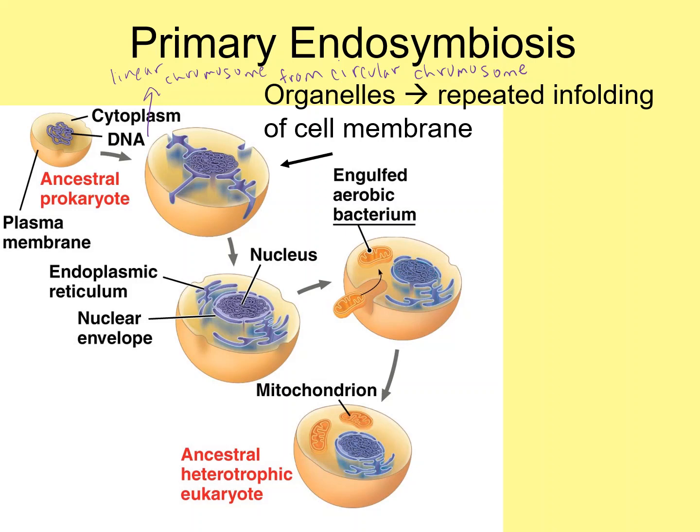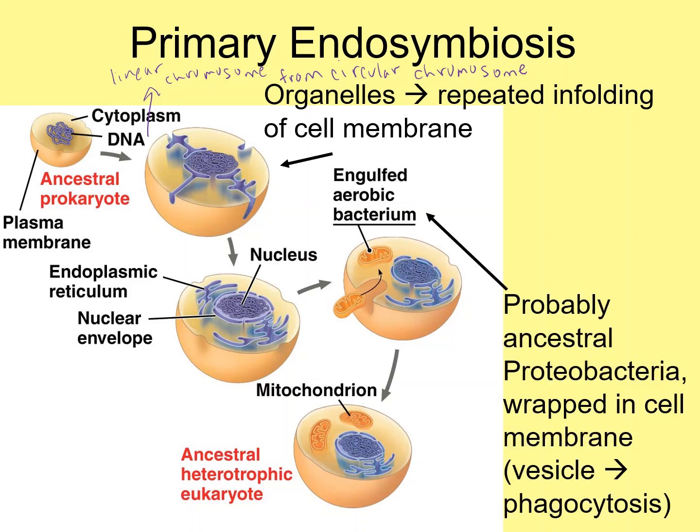And then something rather remarkable happened. We have to remember, our ancestral prokaryotes had a lot of variety of lifestyles. You had some that were autotrophs, they made their own food, and some that were heterotrophs. And so here we go. This is actually our ancestral heterotrophic eukaryote right here, because he's engulfed something.